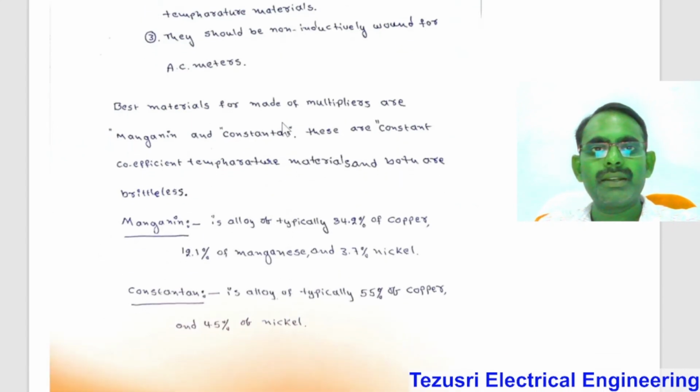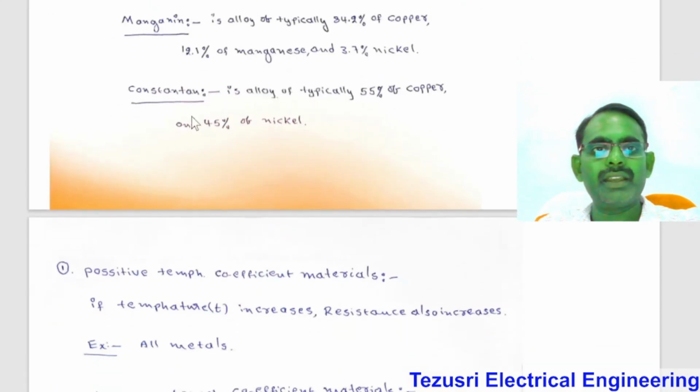The best materials for making multipliers are manganin and constantan. These are constant temperature coefficient materials and both are non-brittle. Manganin is an alloy of typically 84.2% copper, 12.1% manganese and 3.7% nickel. Another preference is constantan, which is an alloy of 55% copper and 45% nickel.